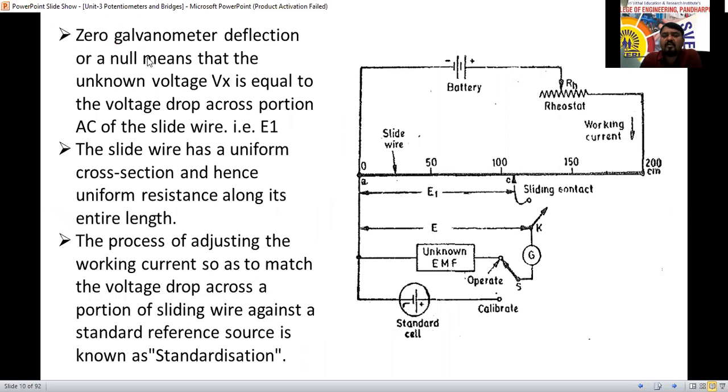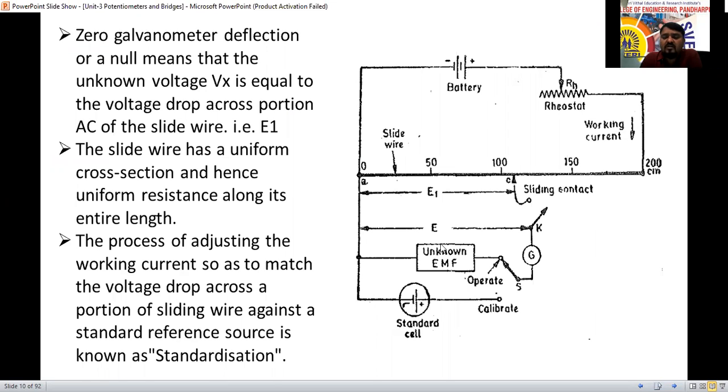Zero galvanometer deflection, or null, means that the unknown voltage Vx is equal to the voltage drop across the portion AC of the wire. This is A, this is C. So the voltage drop across the unknown EMF is equal to the voltage drop across the A to C terminals. The slide wire has a uniform cross section and hence uniform resistance along its entire length.